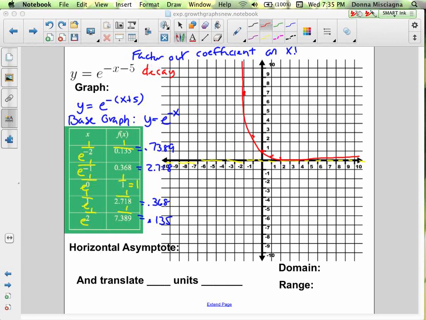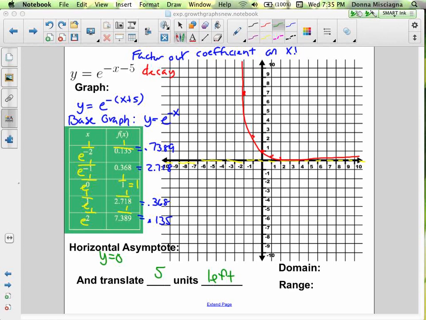Our function is shifted 5 units left because we remembered to factor out the negative 1. Otherwise, we would have gone the wrong way. Horizontal asymptote is y equals 0 because we didn't shift up or down. We just shifted to the right. Excuse me, to the left.